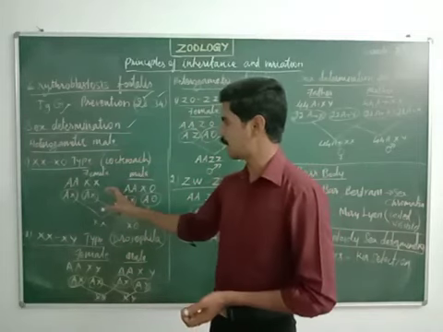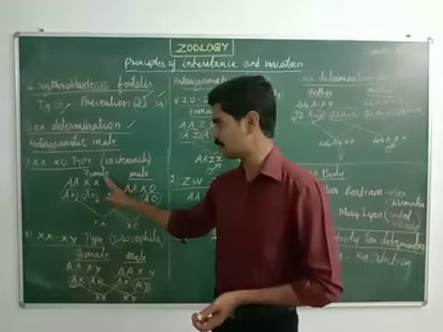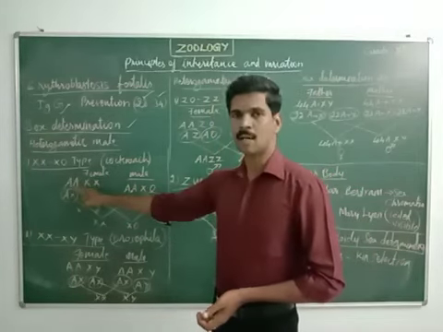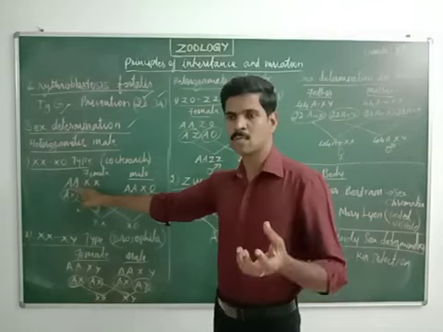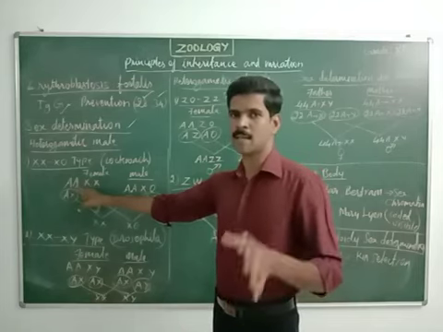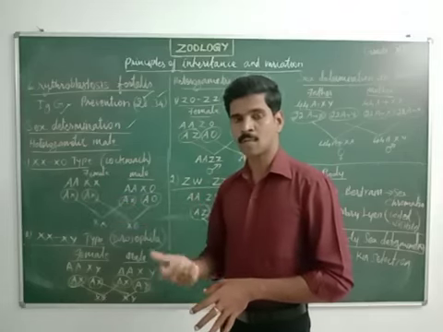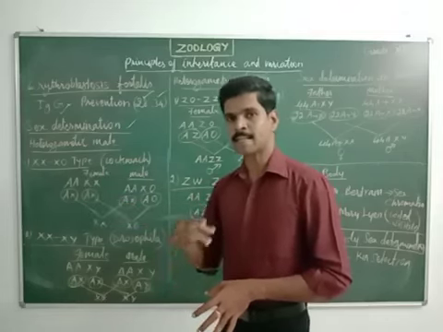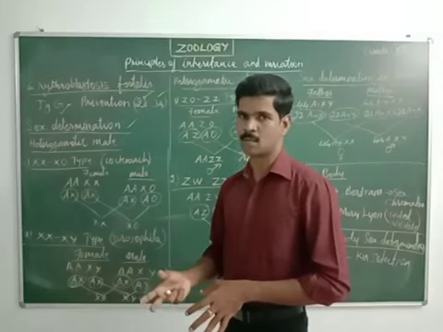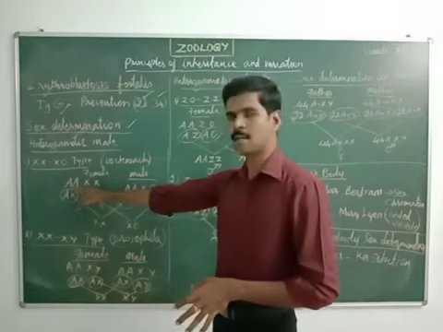Listen very carefully. In this diagram I have drawn the sex determination. See, female. Here AA means autosomes. The chromosomes determining the body character or somatic character are called autosomes, and the chromosomes determining the sex are called allochromosomes or allosomes. So here AA means autosomes.